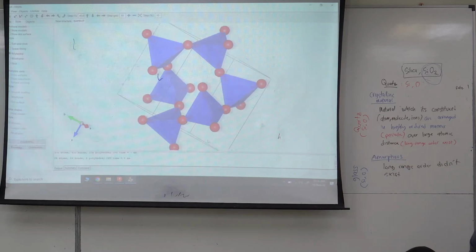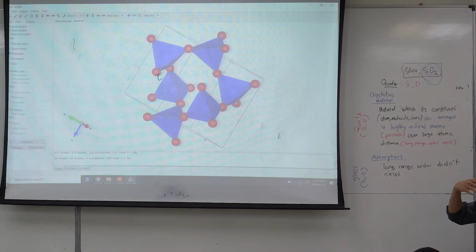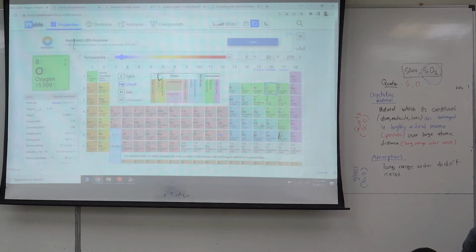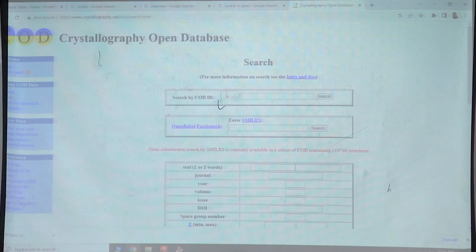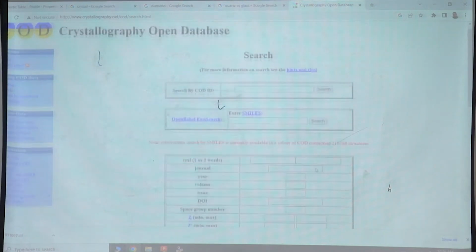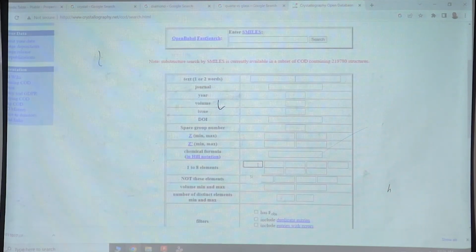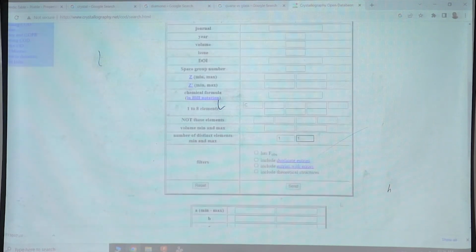Let's see something that you normally see before, like diamond, right? If you want to see a diamond, you just go to the COD here and go to the search, and then diamond is made from what? What is the element inside diamond? Inside diamond, there is only carbon. So we put 1 and 1, and then we send.